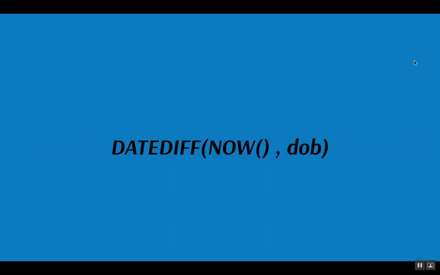You can use the date diff function that takes 2 dates as parameters. It returns the difference in days between those 2 dates. In our case, it's today's date and a date of birth value. Again, this will return in numbers of days. If you wanted the difference in years, you could then divide it by 365.